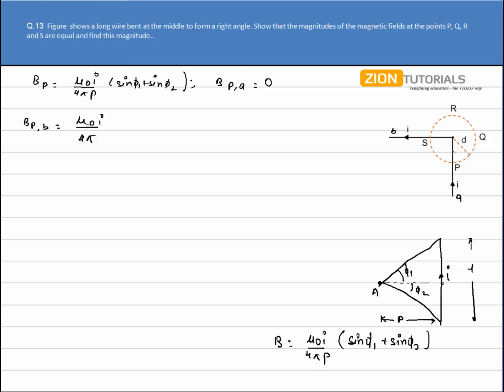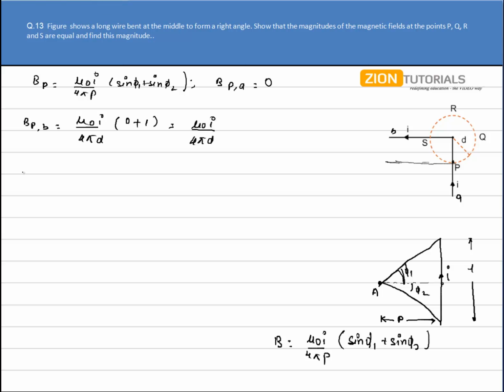Now this distance is given to me as d. One angle, that is phi 1, is 0 over here, so its sine will be 0. Another angle is 90 degree. 90 degree in the sense that it will go towards infinity like this. Alright, so its sine will be 1. So I have mu naught I by 4 pi d.